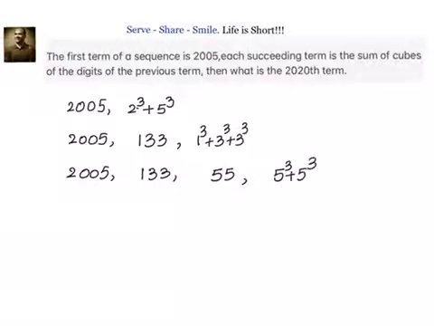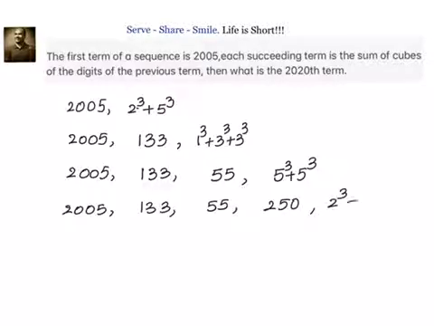So let us see what that is. Now it is 2005, then the second is 133, third is 55, fourth is 5 cube, 125, 125 plus 125 is 250, and the next term will be 2 cube plus 5 cube. So you can see that we started with 2 cube plus 5 cube, and again we reached 2 cube plus 5 cube. That means there is a pattern here.